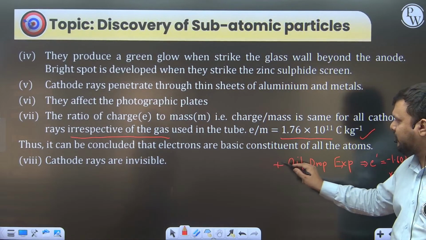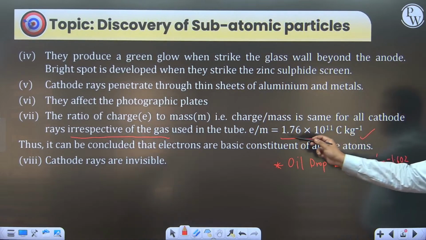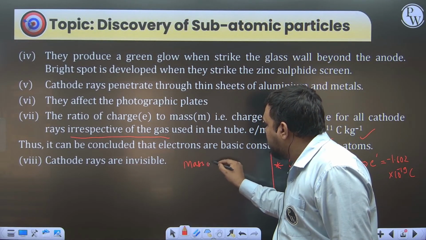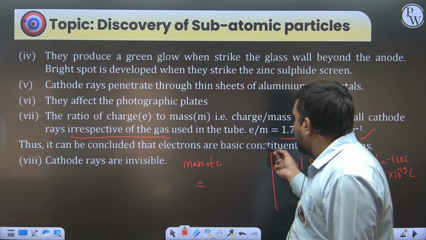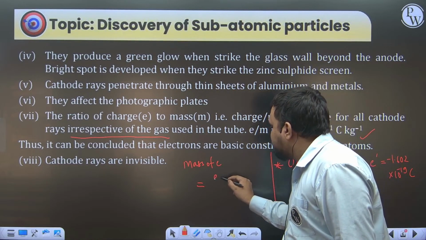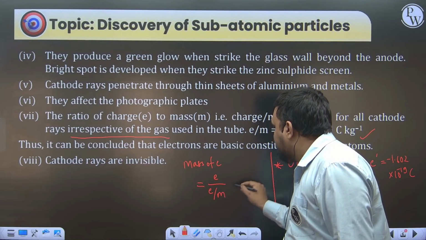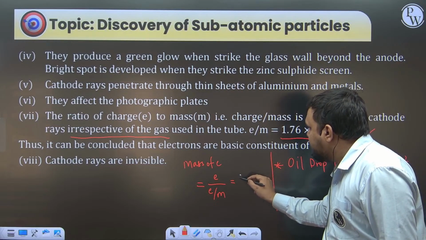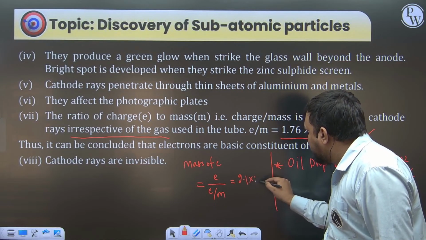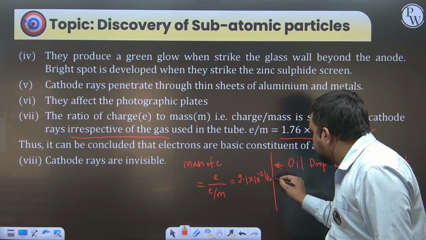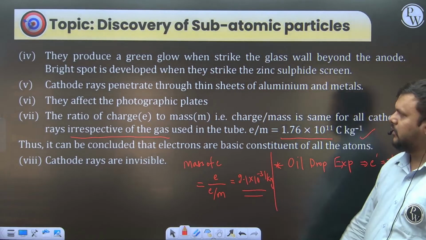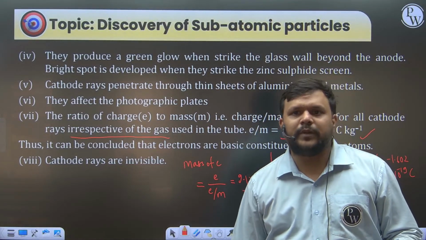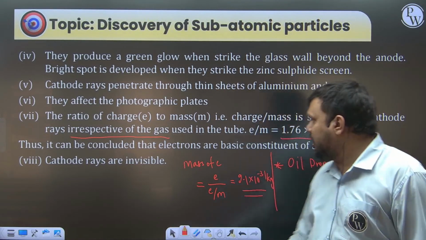After getting the charge and this e/m value, you can get the mass of the electron also. How will we calculate it? We divide the charge by the e/m ratio, and if you calculate, we get 9.1 × 10^-31 kg. That is the mass of the electron. So by this cathode ray experiment, one more benefit we got is the mass of the electron.